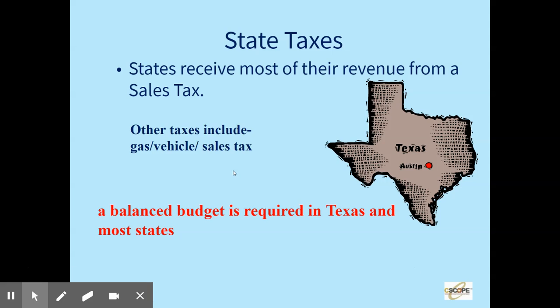Going on to state taxes, the state receives most of its revenue from sales tax. 8.25% is what we're charged on goods when we buy them, and you see other taxes include gas and vehicle sales tax. We do require a balanced budget in the state of Texas, unlike our federal government, which does not balance its budget. And again, budgets are important.